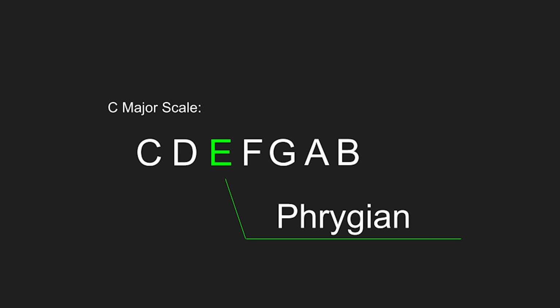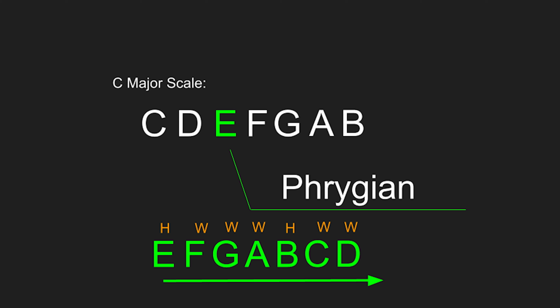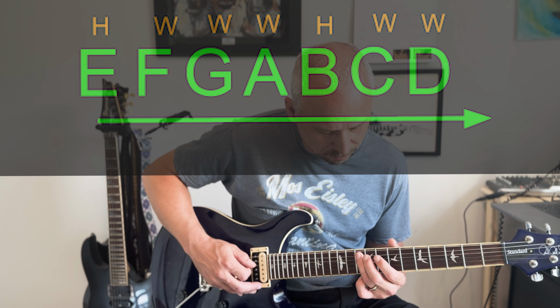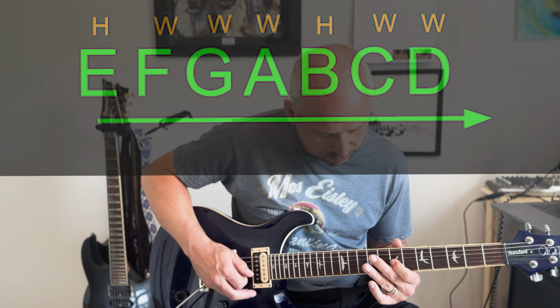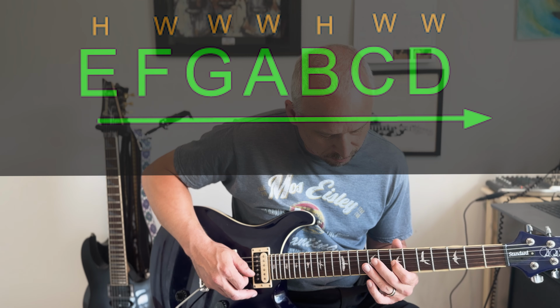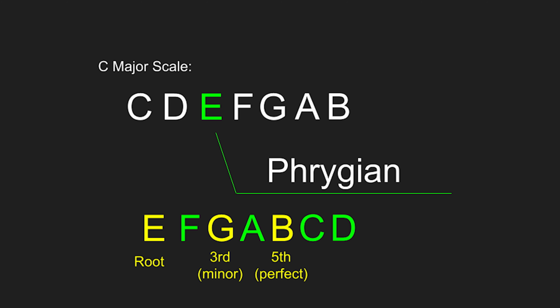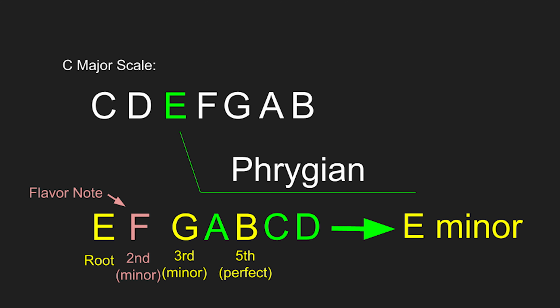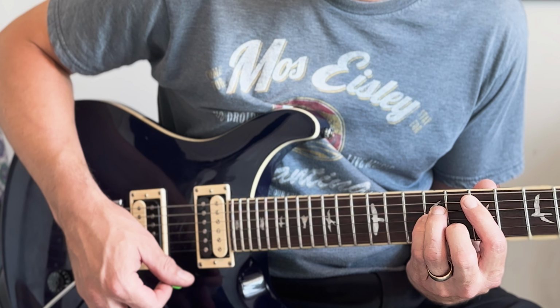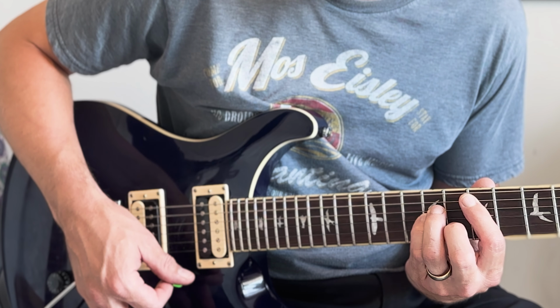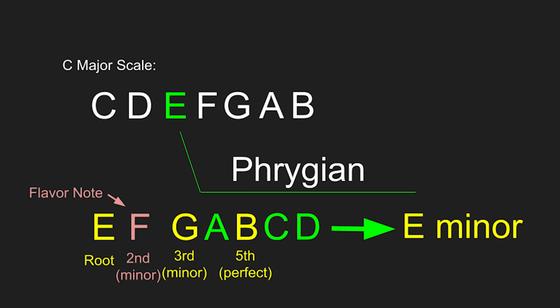Moving on to the third mode of the major scale, Phrygian. This time we begin at the third note of the scale, E. We'll have a minor third here, so we'll use E minor when playing in E Phrygian. The flavor note here will be the minor second. That really gives us that exotic Middle Eastern sound.